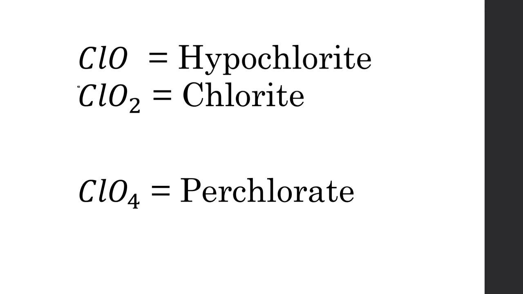For example, ClO is hypochlorite, ClO2 chlorite, ClO3 chlorate, ClO4 perchlorate.